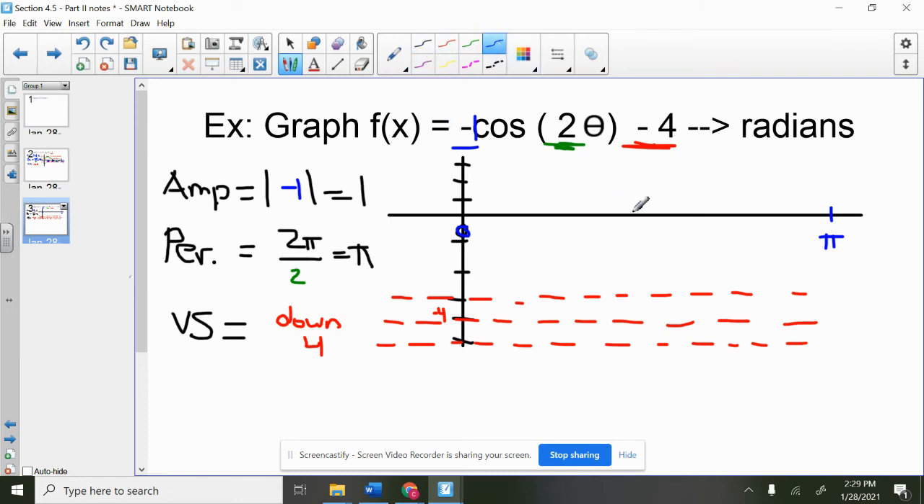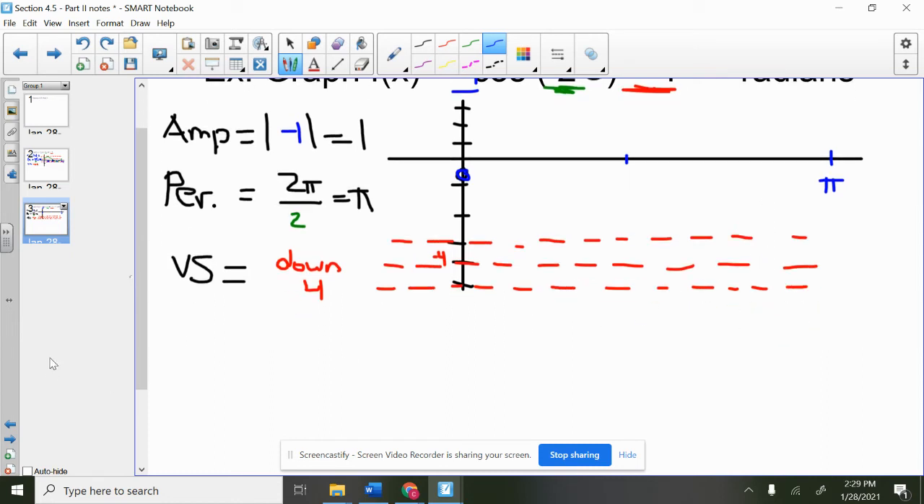Now we're going to find these values. If I go halfway between 0 and pi, this is where people struggle a little bit. Remember, if you want to average them out, you add them up and divide by 2. That would give you pi over 2. So this is pi over 2.